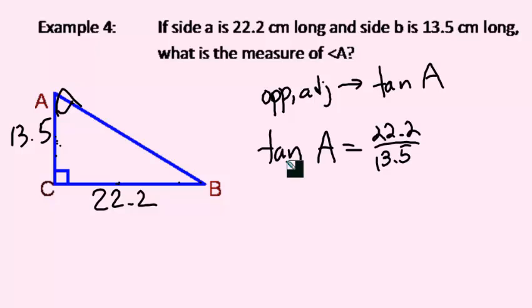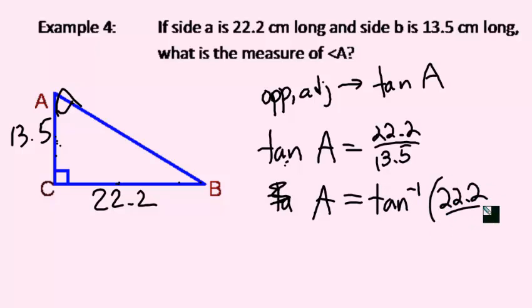If I want to get rid of this tangent function, I need to apply inverse tangent to both sides. If I apply inverse tangent to the left side, I successfully get rid of the tangent function and just isolate the variable. That's perfect. On the right side, if I then apply inverse tangent, I get inverse tangent of 22.2 over 13.5, which is, again, a good calculator problem. I'm going to hit the second button, I'm going to hit tangent, and then in parentheses, I'm going to do 22.2 divided by 13.5. And I'm going to get about 58.7 degrees.